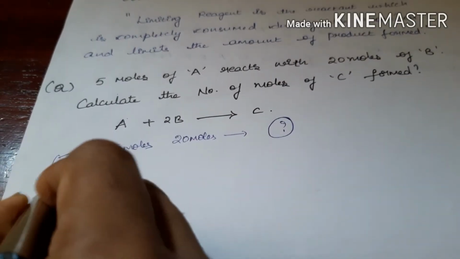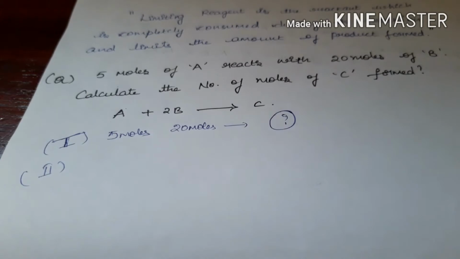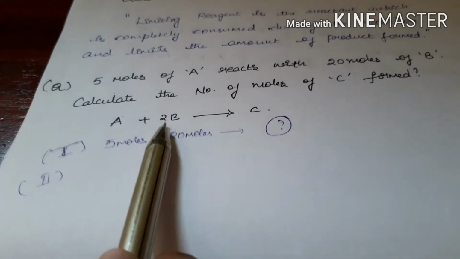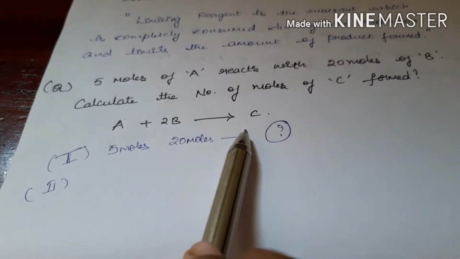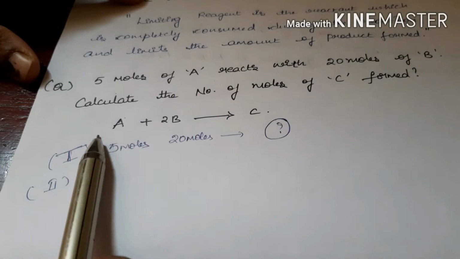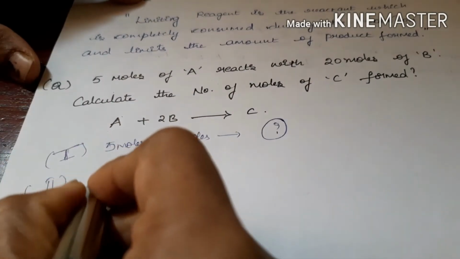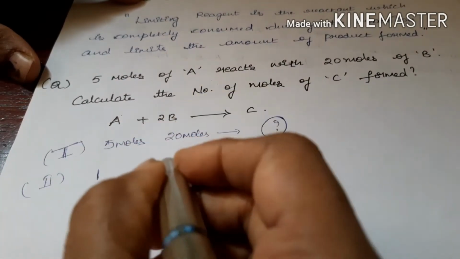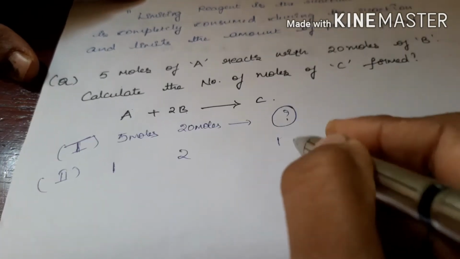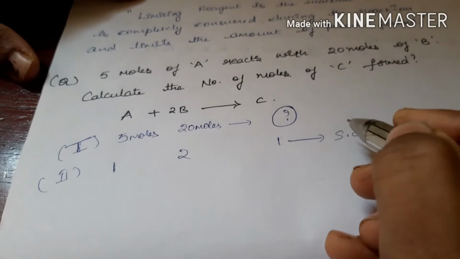First trick done. Second trick is write the stoichiometric coefficient. The number before A or B or C is nothing but the stoichiometric coefficient. We have already learned this. The number before A is 1, the number before B is 2, and the number before C is 1. That means the stoichiometric coefficients are also over.